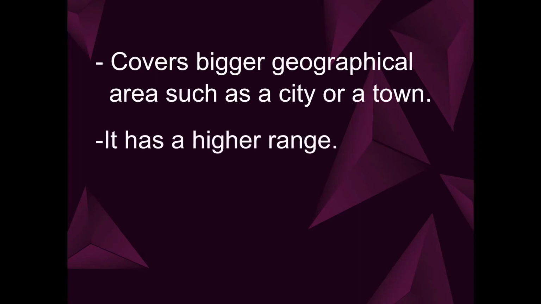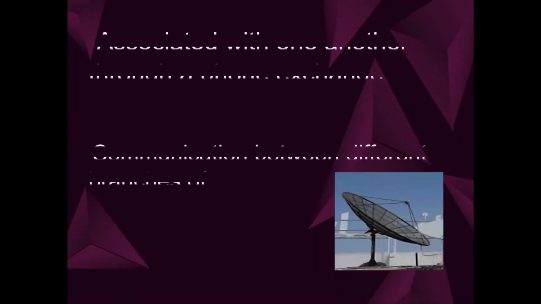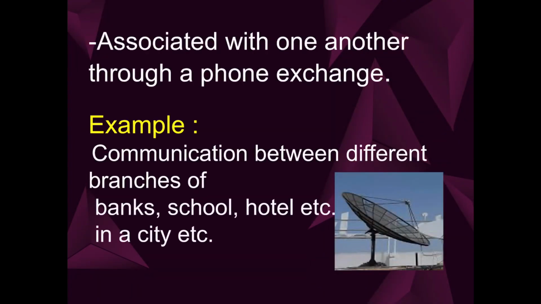As the range in a metropolitan area network is high, the data transfer rate is a little slower than the local area network. In a metropolitan area network, all the LANs are connected or associated through a telephone exchange. For example, a Metropolitan Area Network establishes communication and coordination between different branches of banks, hotels, etc. in a city.